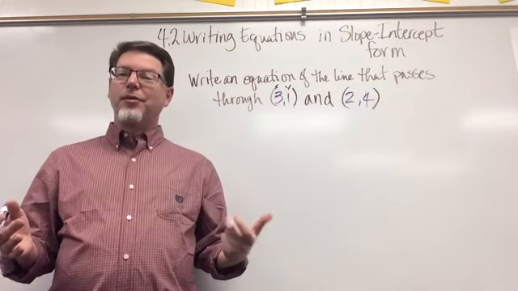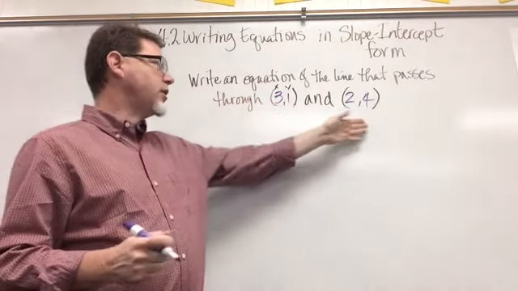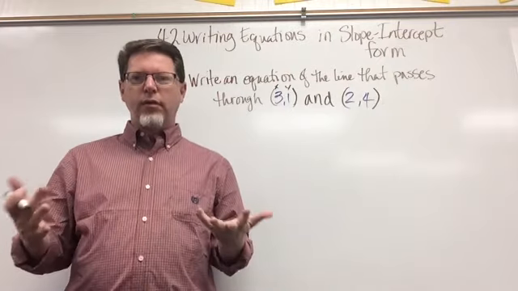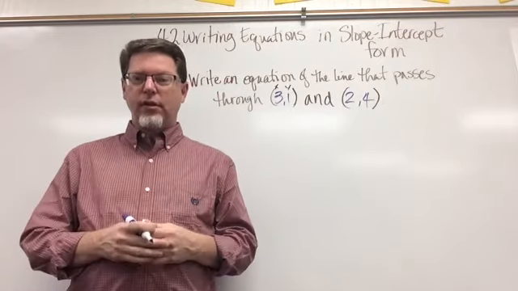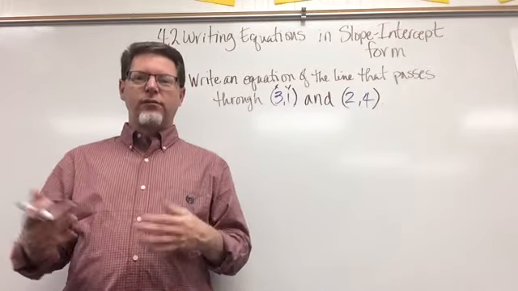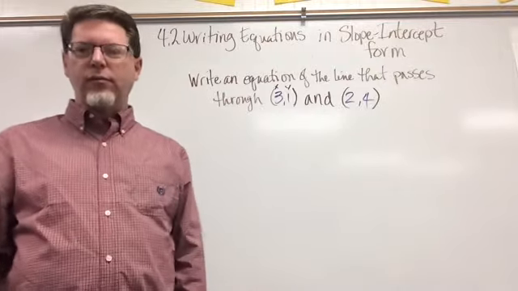Now we're going to shake things up a little bit, because now it says write an equation of the line that passes through (3, 1) and (2, 4). So I'm just given two points. Well, I don't have a slope or a y-intercept, so I have to start with the slope. I need to find the slope first, so then I can solve for the y-intercept. So I got to find the slope. Well, if I'm given two points, then I can use the slope formula.